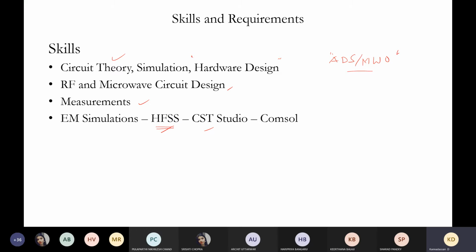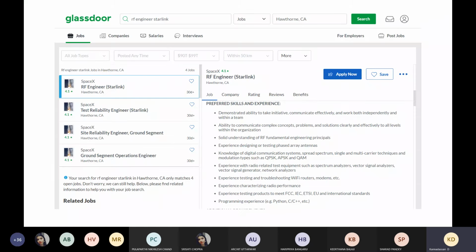I always check the skills required for the Starlink. I think all of you know about that. SpaceX, one of the very important projects is nothing but Starlink. So this is today's web page.